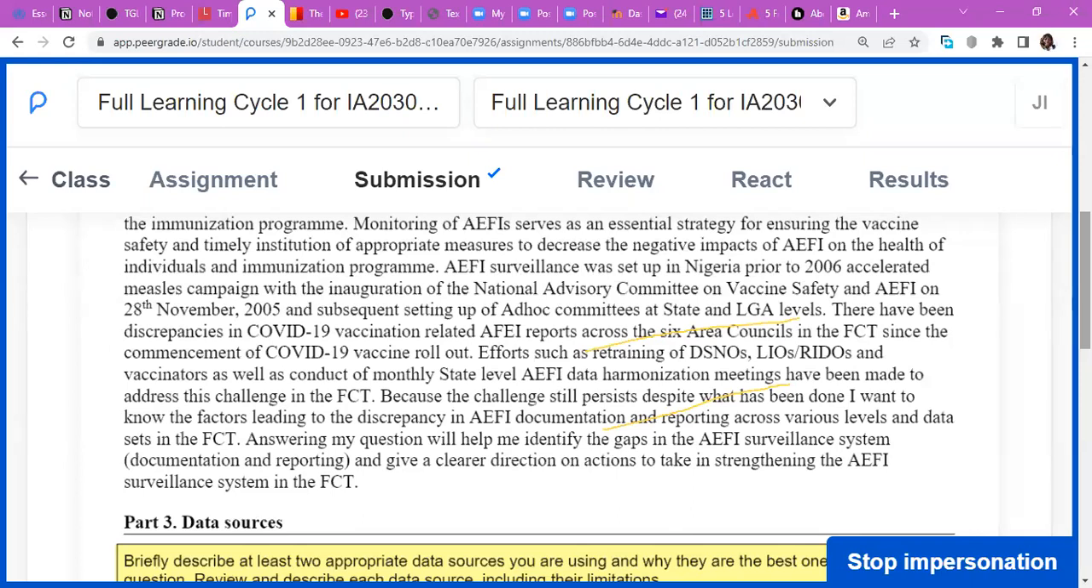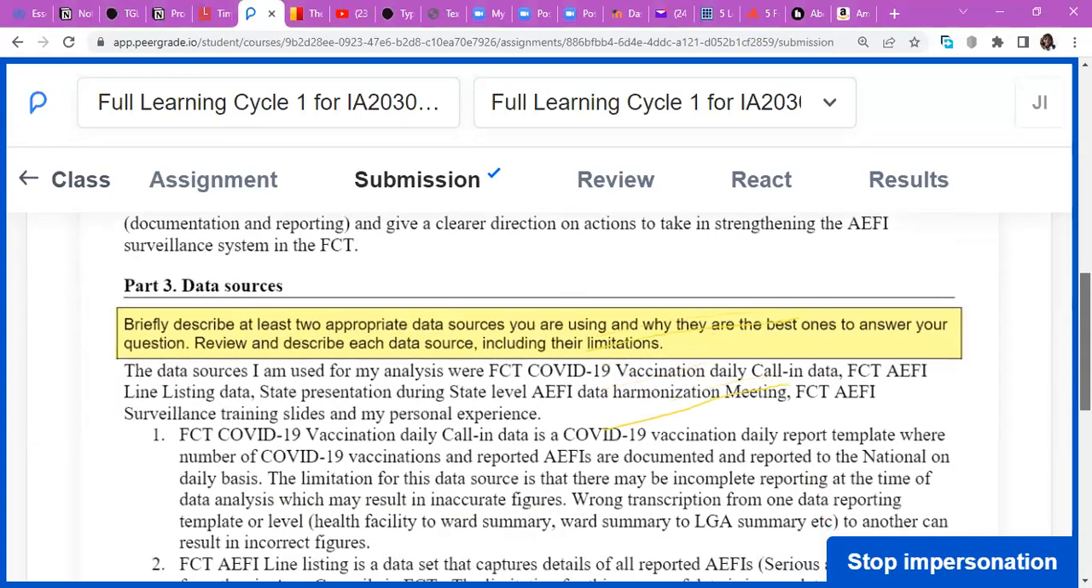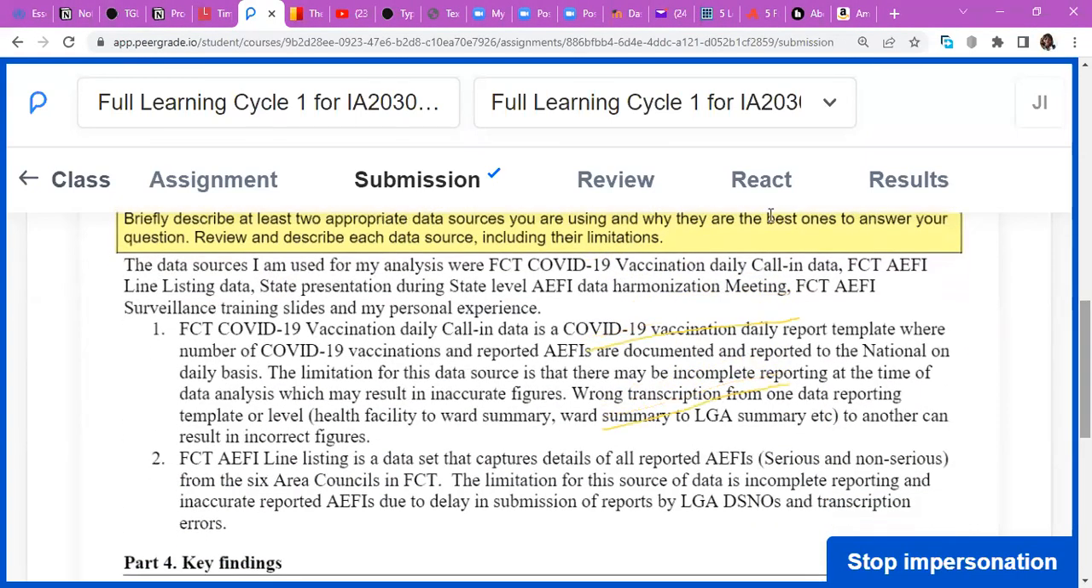But to the greatest surprise, since March till date, we have observed that based on the reporting from the different area councils, we have 6 area councils in FCT, what they report and submit to the disease surveillance officer at the state level, and the report they submit to the data person from the primary health care board responsible for routine immunization, is an entirely different thing. When you compare these 2 data sets, you will see that what we have from the daily COVID-19 vaccination data is far higher than what we are having from the disease surveillance unit.